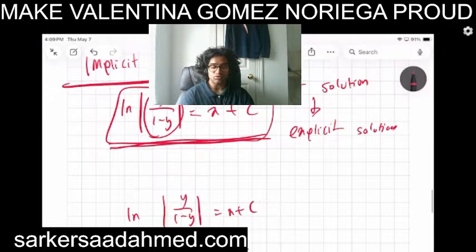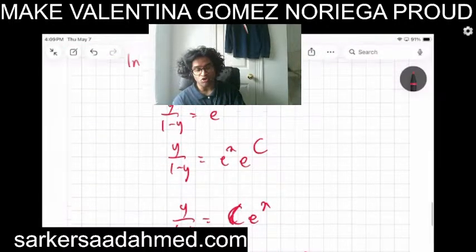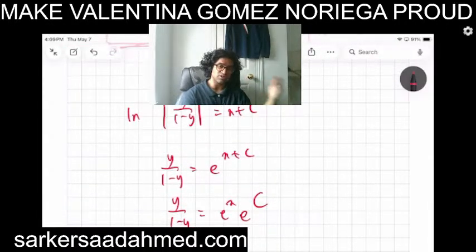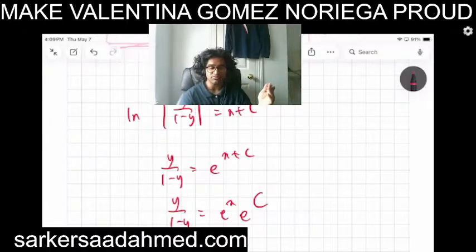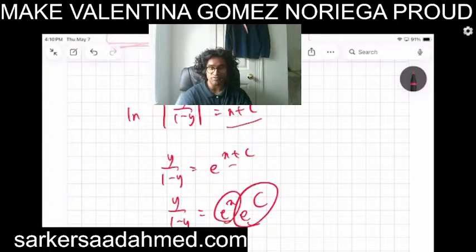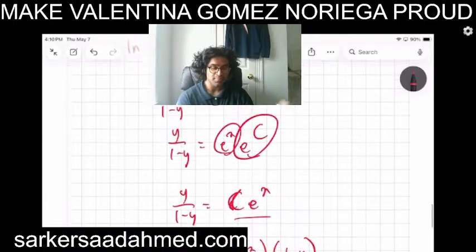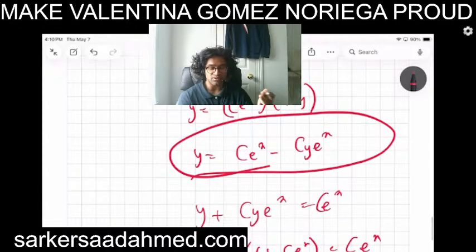How do we do that? So ln of y over 1 minus y is x plus c. And so I'm going to move that ln. You have done this in calculus 1 and 2, you know the conversions and stuff. So y over 1 minus y would be e to the power x plus c. e to the power x plus c is simply e to the power x times e to the power c. e to the power c is just a constant. So I'm just going to have y over 1 minus y equal to c e to the power x. So y would be c e to the power x times 1 minus y. Or I'm going to have y equals c e to the power x minus c y e to the power x.